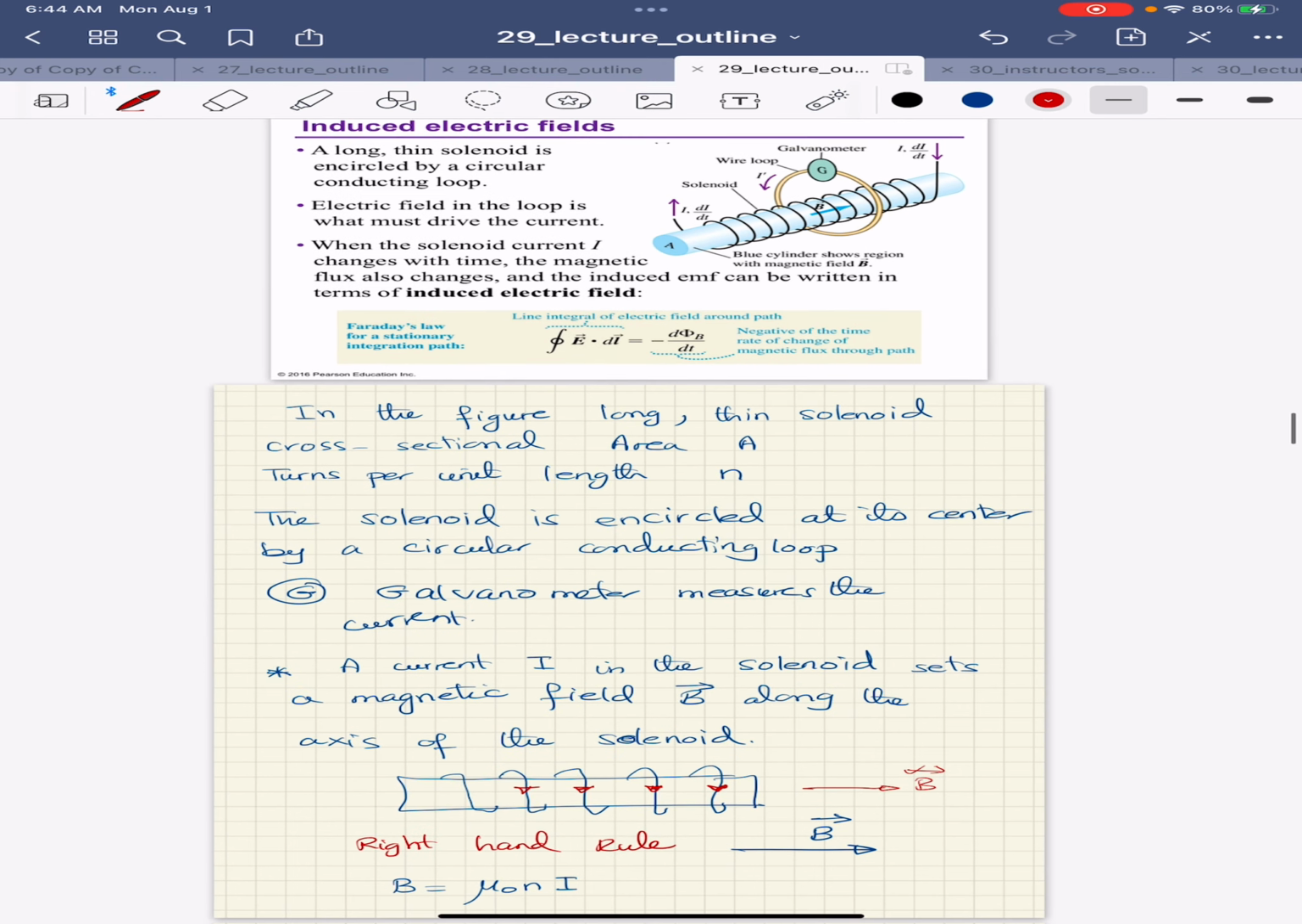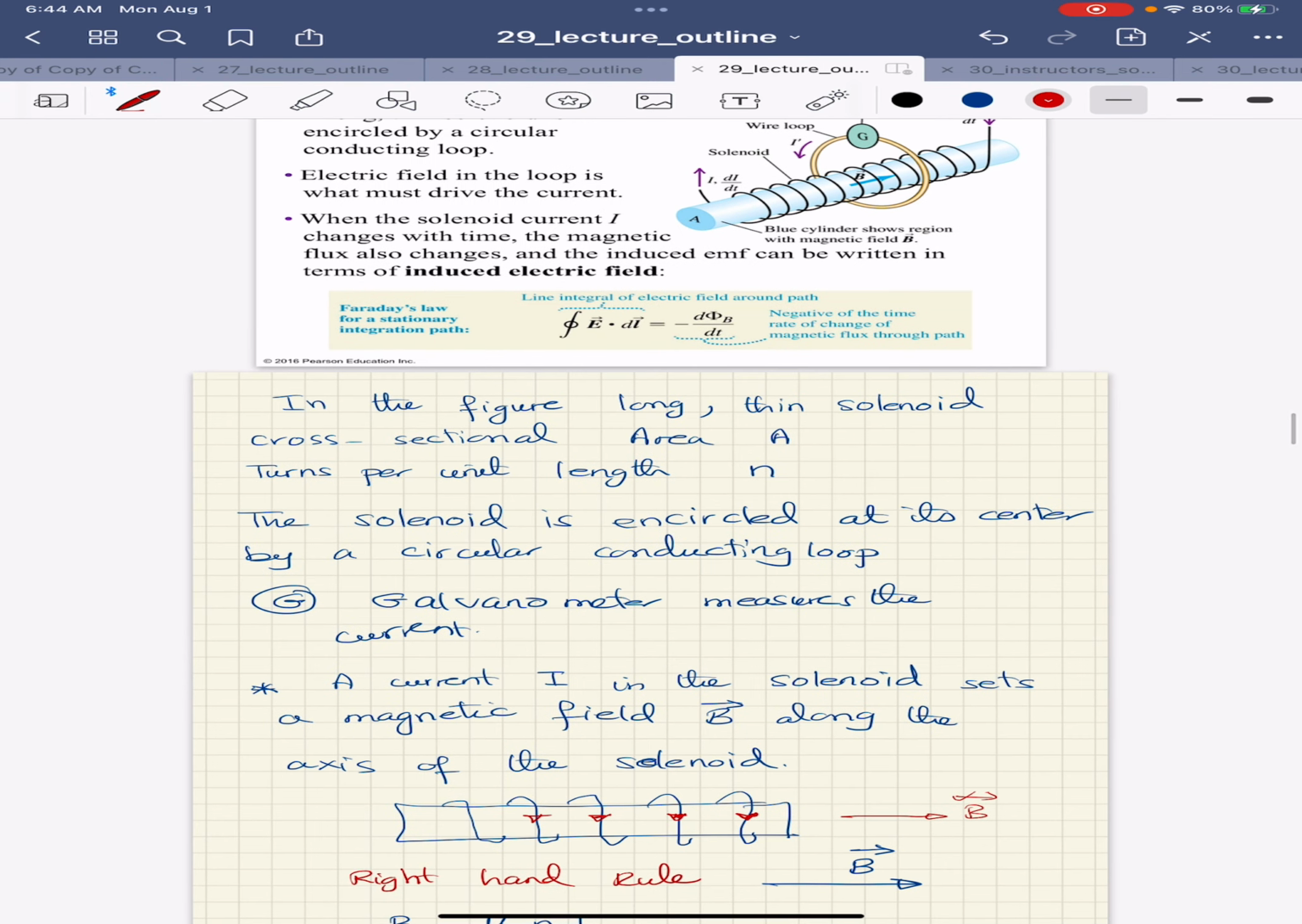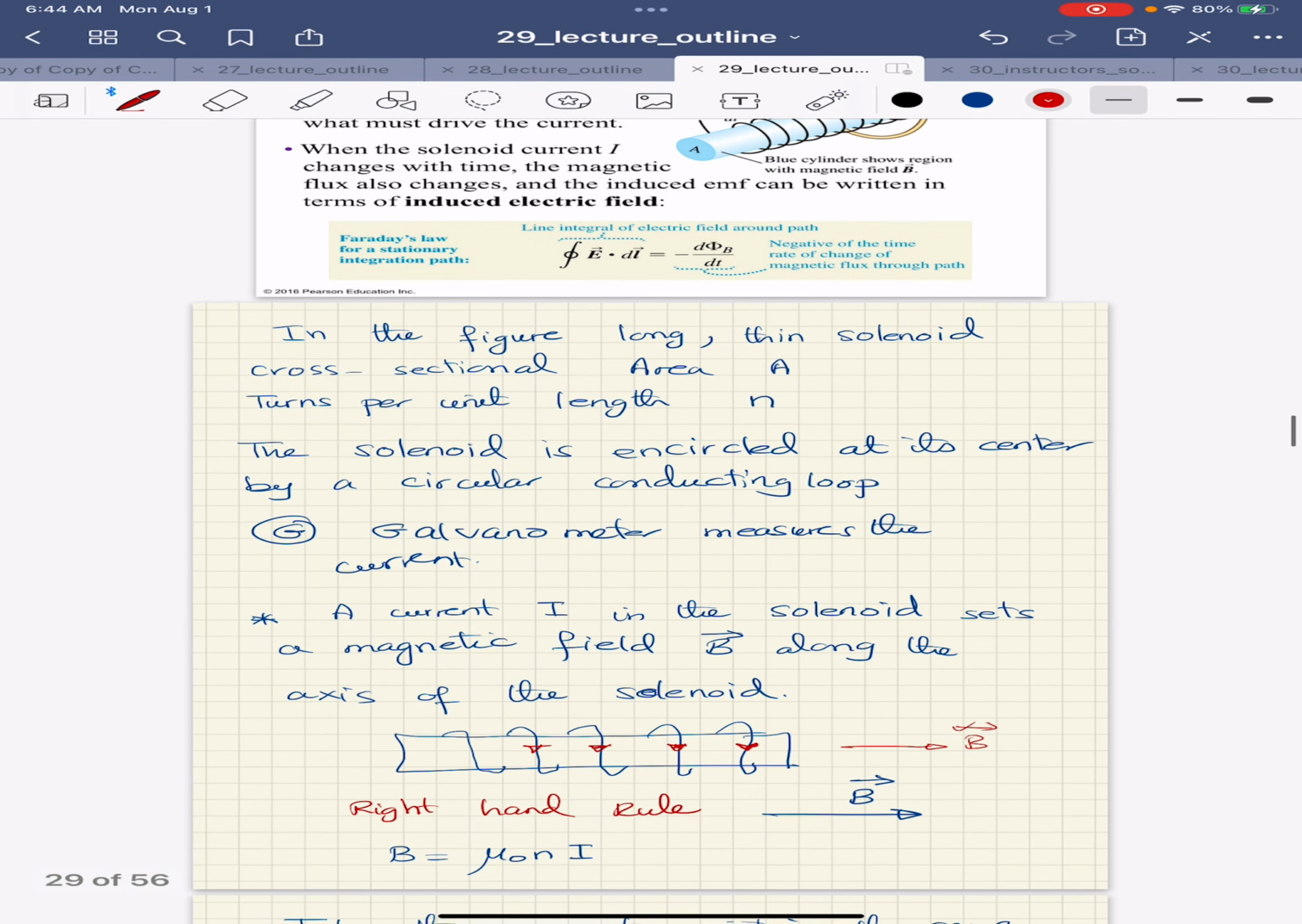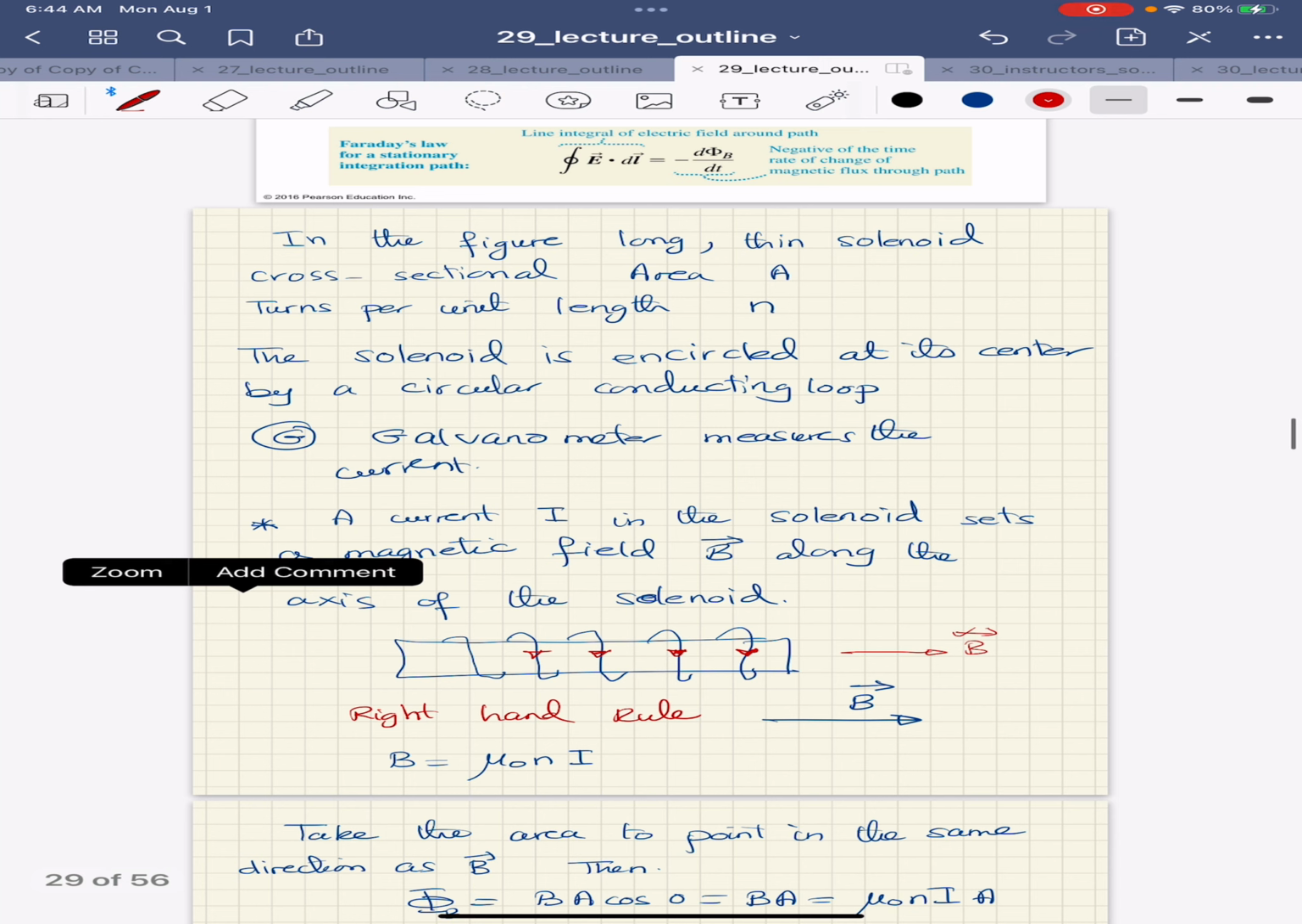Of course, if this current is steady, nothing will happen. But if the solenoid current changes with time, the magnetic flux also changes, and an induced EMF results. We know that the magnetic field for this solenoid can be calculated as mu zero n times I, where mu zero is 4 pi times 10 to the negative 7, n is the turns per unit length, and I is the current.